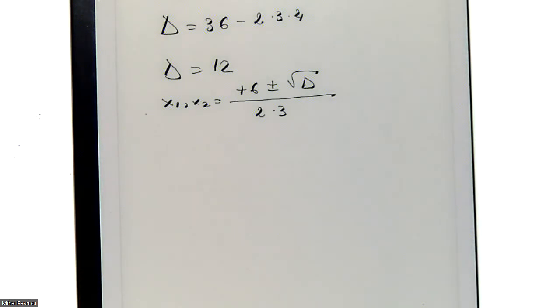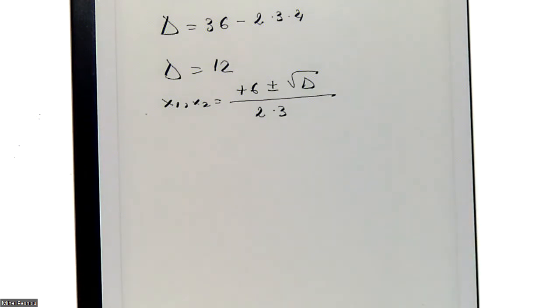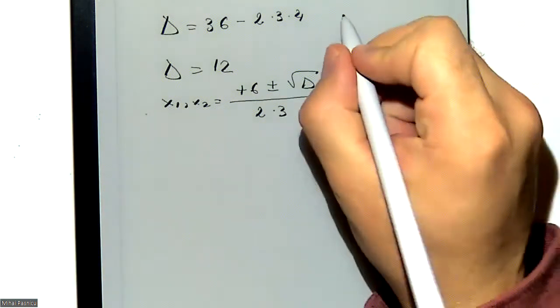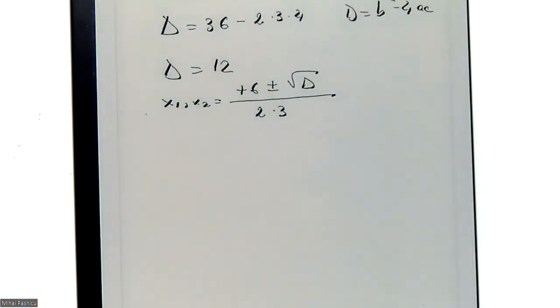Everyone follow me on that? Makes sense what I'm doing? What's that thing? This one? Yes. It's just, I don't know, isn't this how you learned it with the delta? It's just a notation. The delta is b squared minus 4ac. I thought it's an international notation, but I might be wrong.